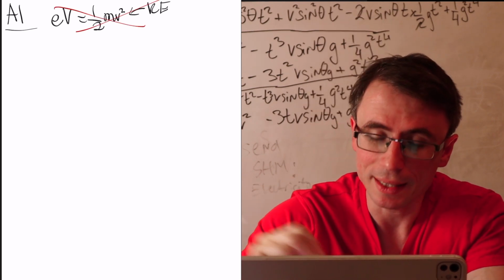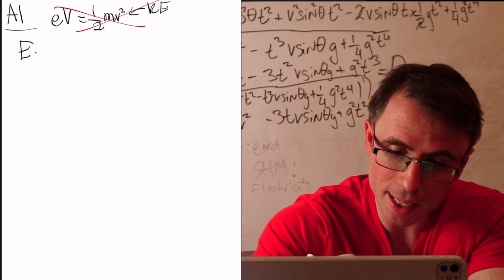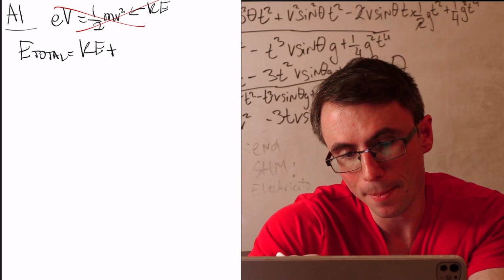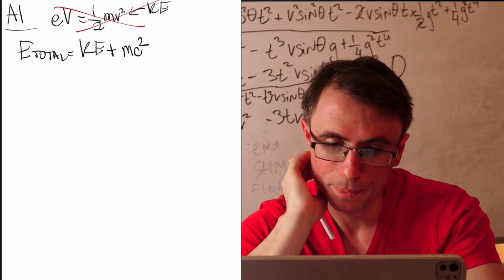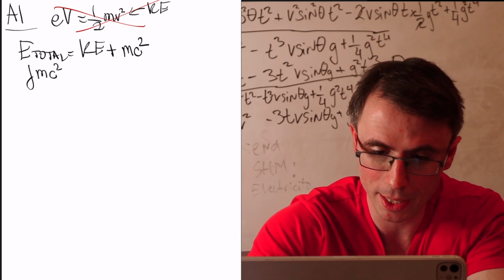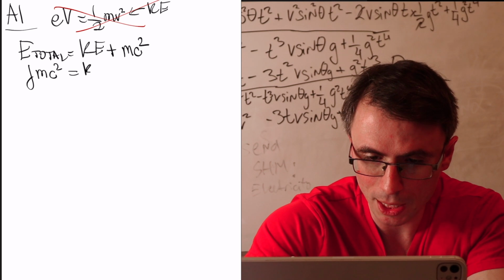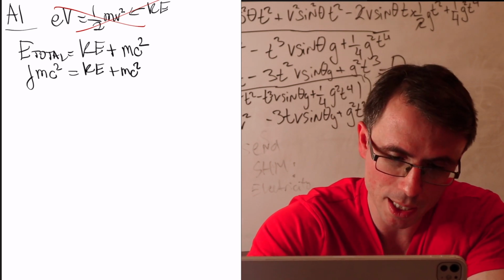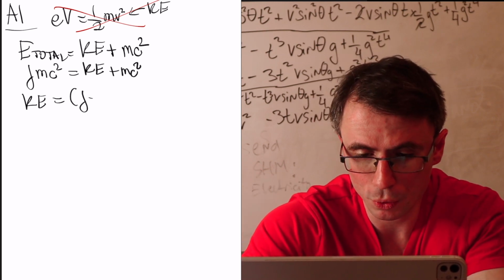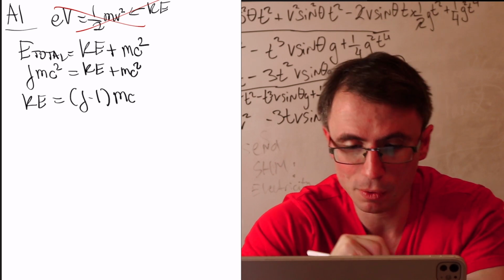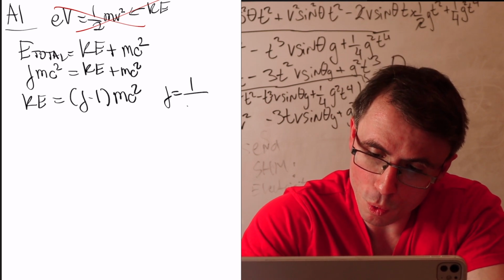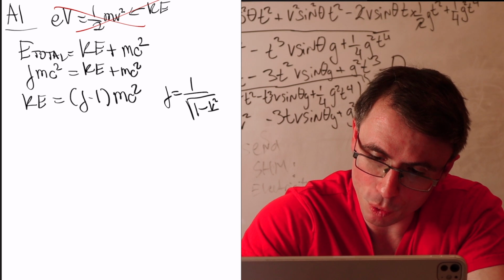In relativity, the total energy is actually given by the kinetic energy plus mc squared. Okay, so the total energy is given by the gamma factor times mc squared, and this here is equal to KE plus mc squared. The formula for the kinetic energy, just rearranging for it, is equal to gamma minus 1 times mc squared. In this equation, gamma is equal to 1 over the square root of 1 minus v squared over c squared.